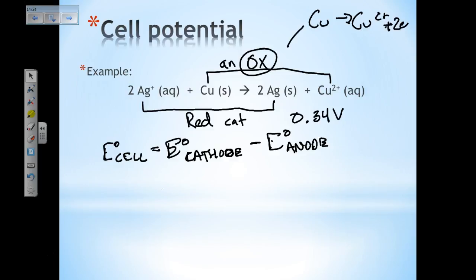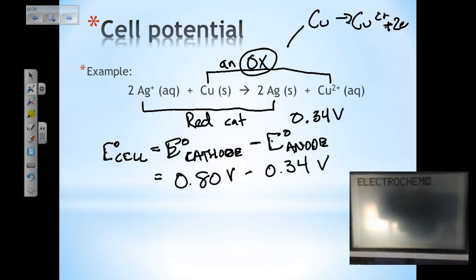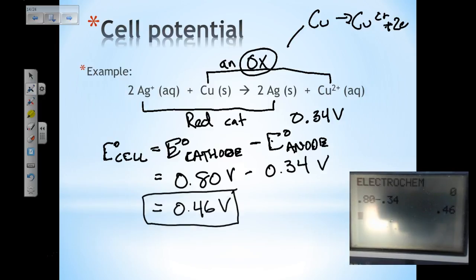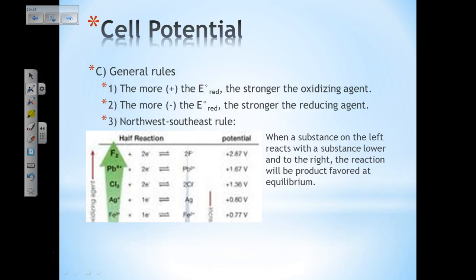So the cell potential equals 0.80 volts minus 0.34 volts. Let me just pull this up so that you guys can see this. So we get 0.80 minus 0.34, and when we do that, we get a cell potential of 0.46 volts.